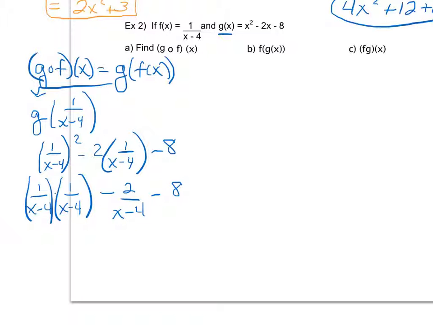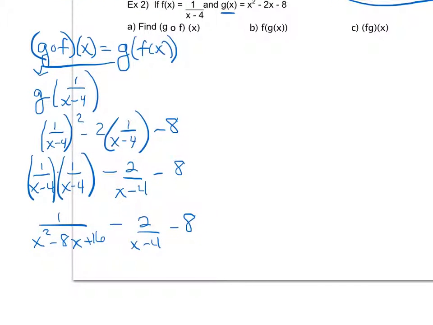Okay, from here, how do I multiply these? Well, I can multiply the tops and I get 1. I multiply the bottoms using FOIL and I get 1 over x squared minus 8x plus 16 minus 2 over x minus 4, all minus 8.